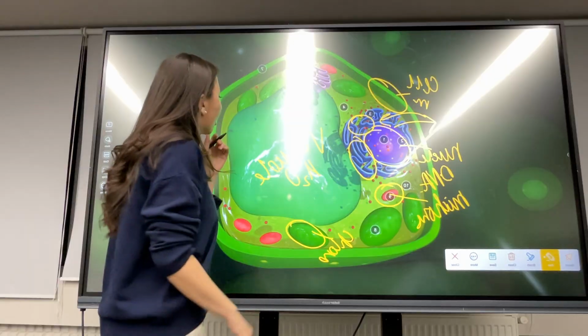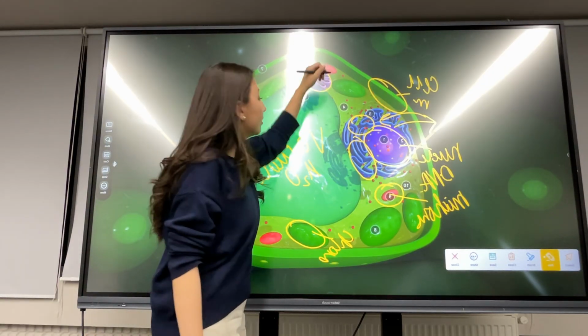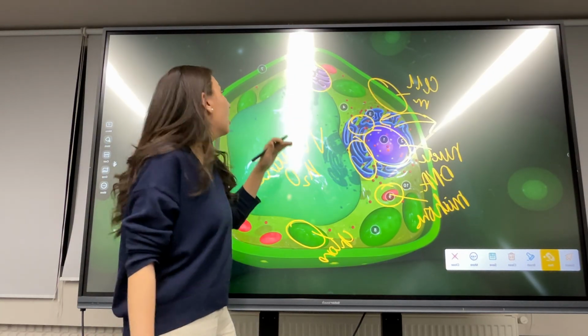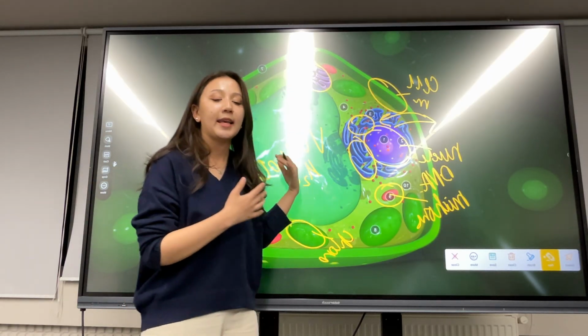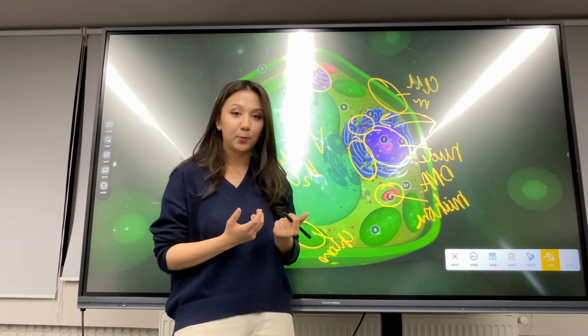Now let's talk about this component which is called the Golgi apparatus. The Golgi apparatus is also responsible for transferring materials inside and out of the cell.